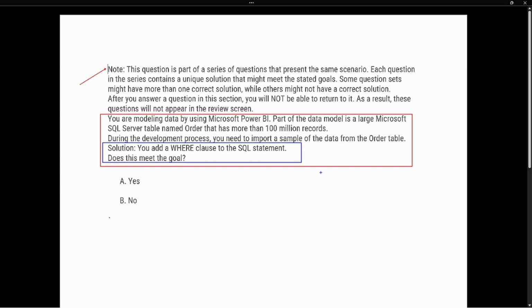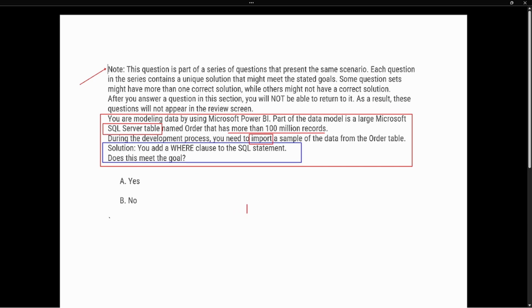So, as always, let's point out some of the key indicators here. We're dealing with more than 100 million records. That's a large set of data. It also says that we need to import a sample of the data, so we're dealing with importing the data. And the last important piece here is that we're dealing with a SQL Server table.